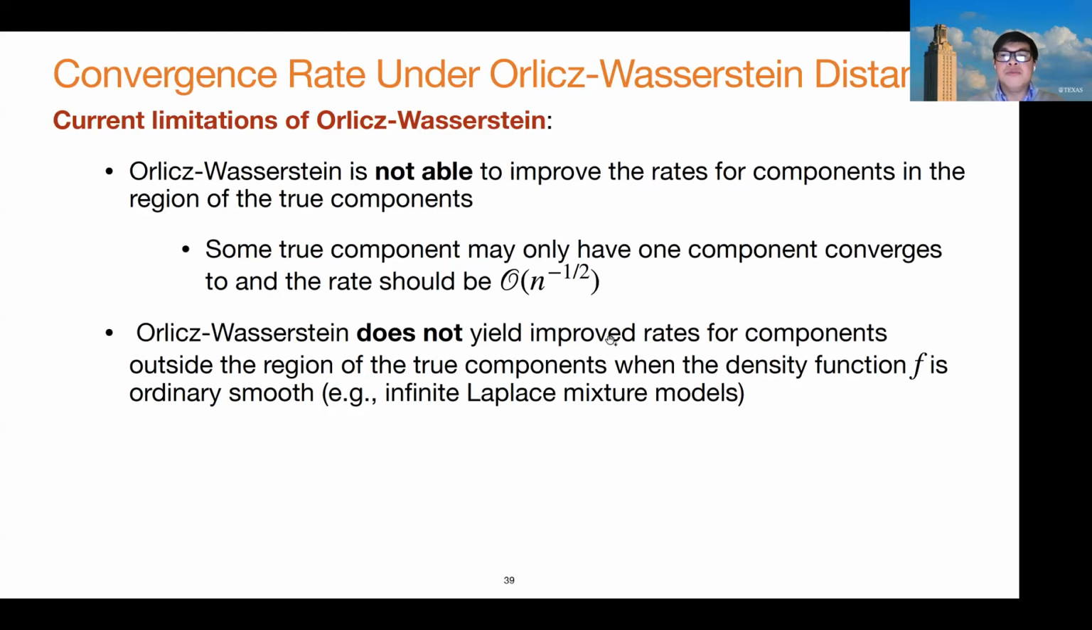And it also doesn't give improved rates for components outside the areas of two components, when the kernels that we use are like Laplace. Like if we have Laplace mixture models, then we don't have any improvement in terms of the rate compared to the traditional Wasserstein metric. These are the two limitations that we have when we use the Orlicz-Wasserstein metric. But at the end of the day, we're able to show that we can improve the rate for the extra components, and we still are able to capture the rate of all the components. And this also doesn't give any improved rate for a case when the kernel is not very smooth.